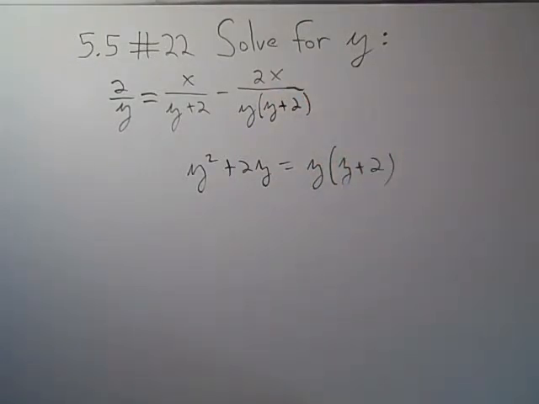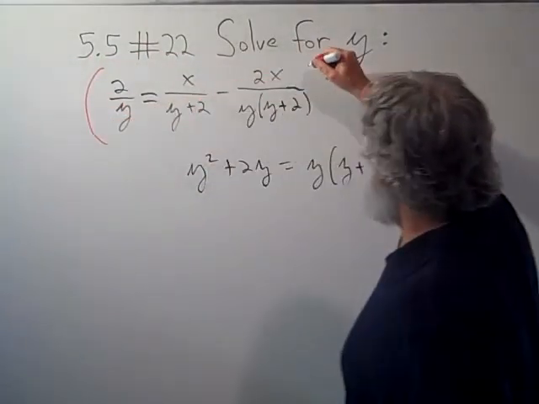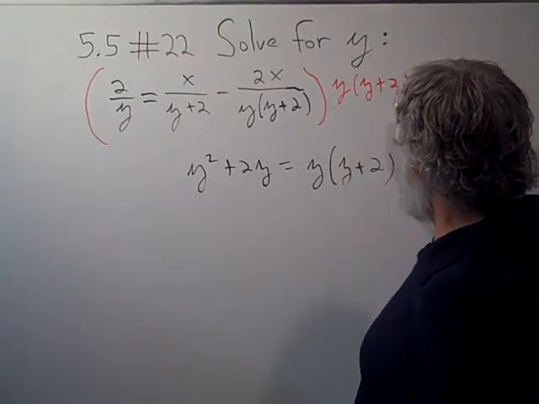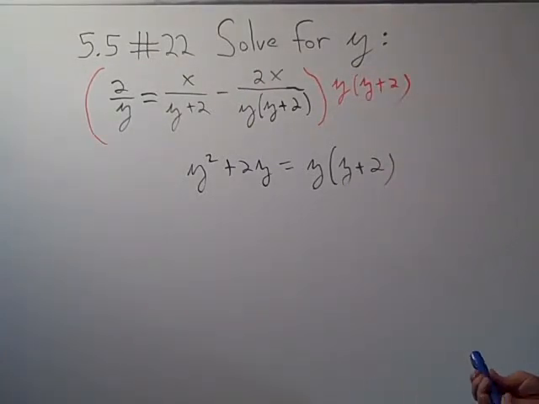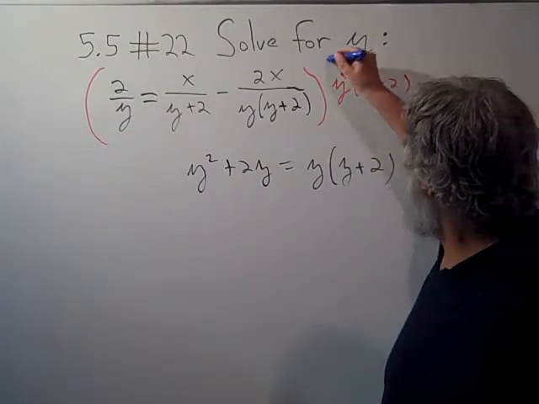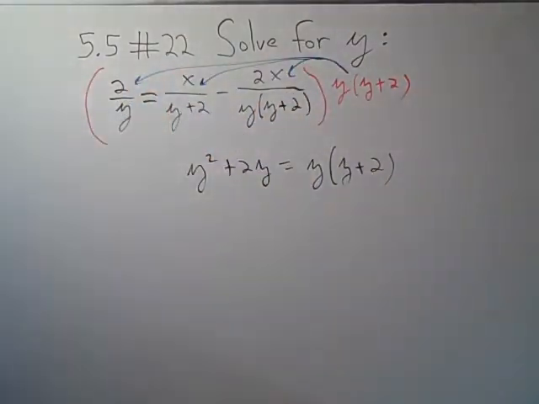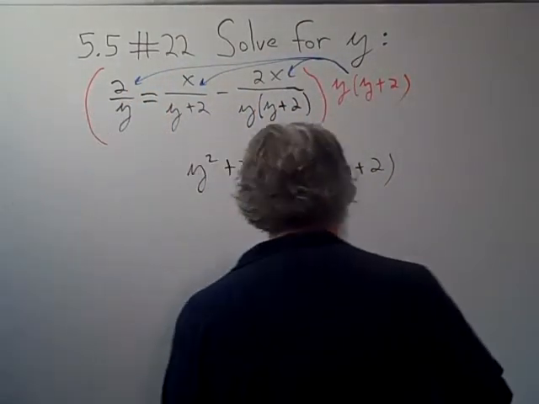Okay, now we want to cancel out all of those denominators. So I'll multiply both sides of the equation times y and times y plus 2, because that's exactly what it takes to cancel out all the denominators. That's the LCM of all the denominators. So this distributes to each term on both sides of the equal sign.